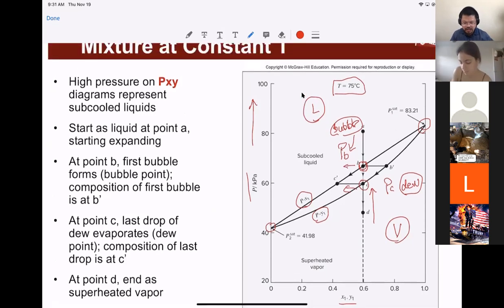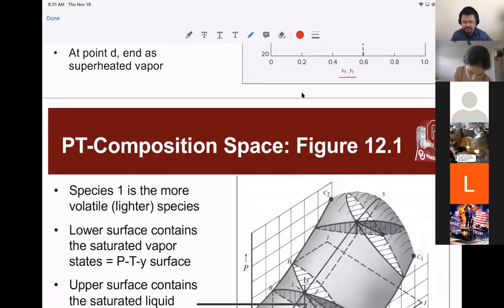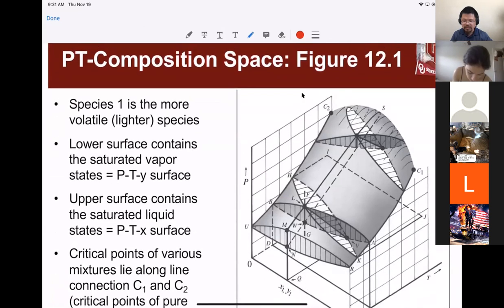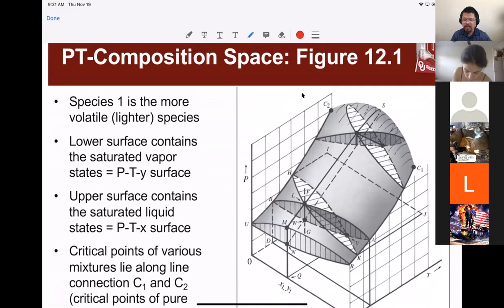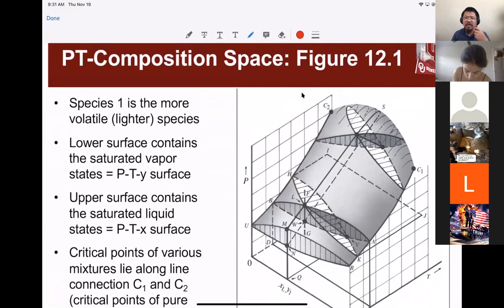So this is the PXY diagram. And now I have to challenge you with the three-dimensional phase diagram. I strongly recommend you spend some time reading the corresponding part of chapter 12. This is a very interesting part of the book as well, and I would appreciate it if you spend some time reading those phase diagrams.